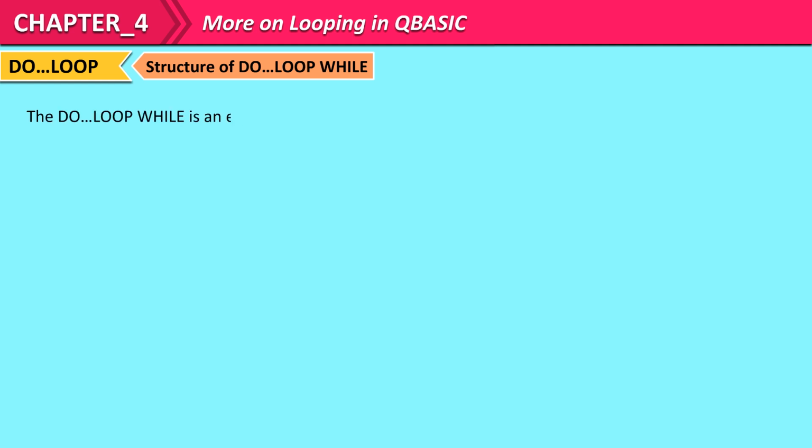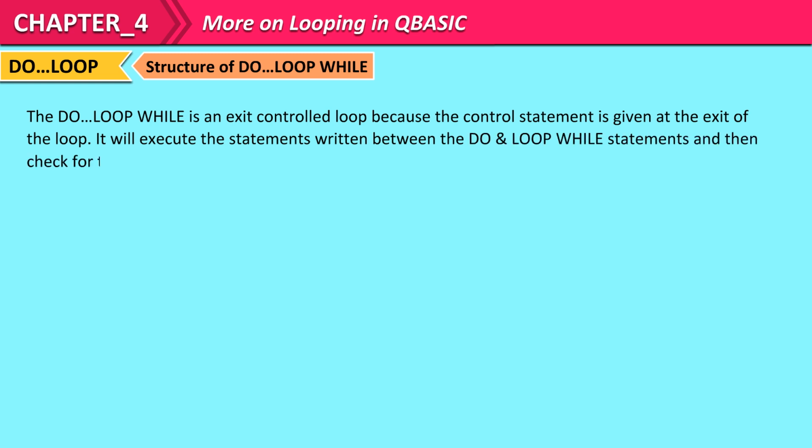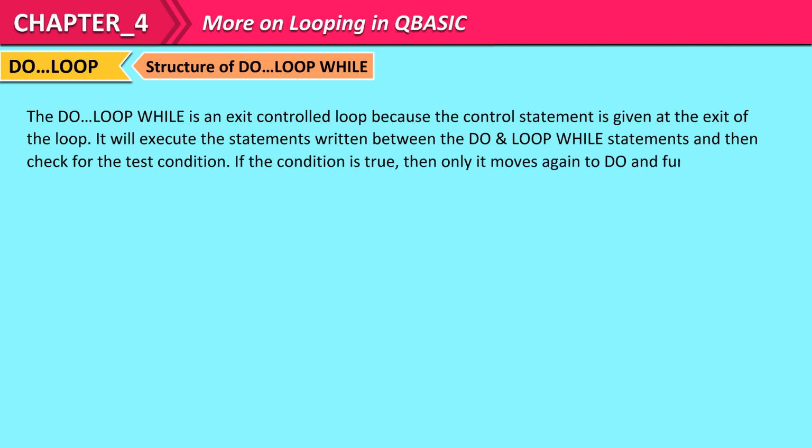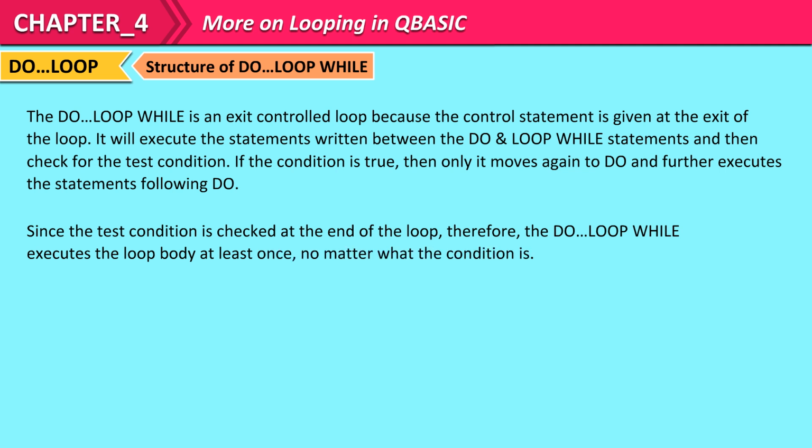The do loop while is an exit controlled loop because the control statement is given at the exit of the loop. It will execute statements written between the do and loop while statements and then check for the test condition. If the condition is true, then only it moves again to do and further executes the statements following do. Since the test condition is checked at the end of the loop, therefore the do loop while executes the loop body at least once, no matter what the condition is.